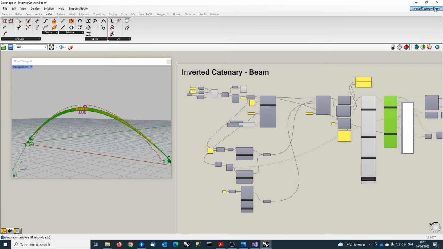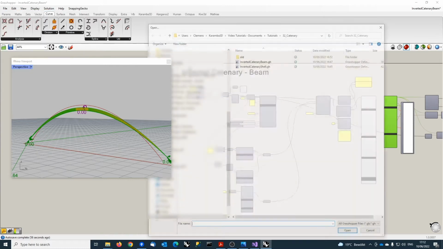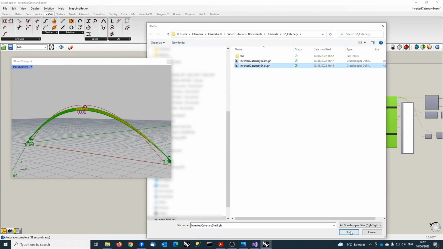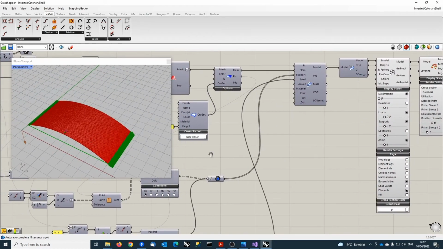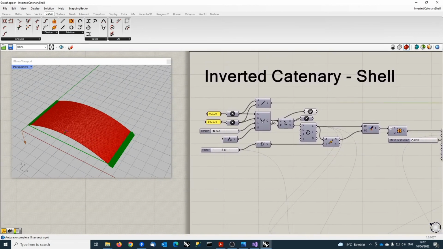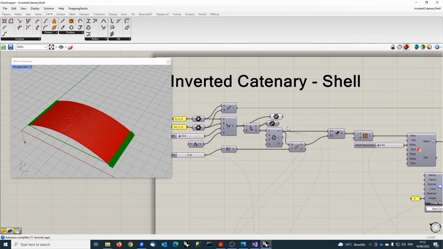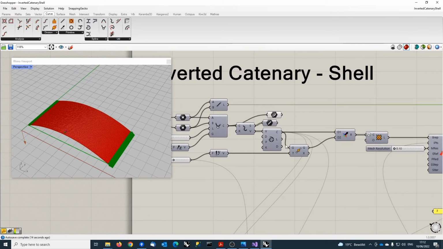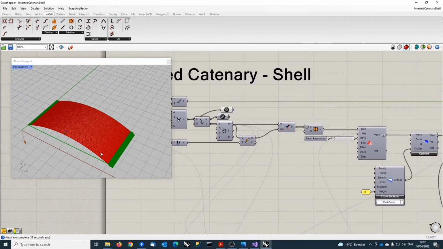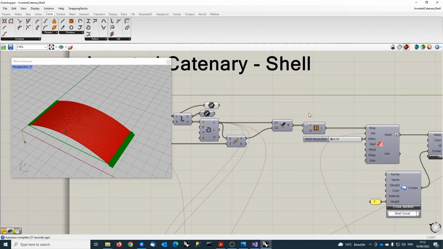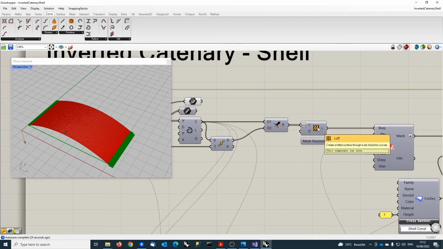Now I would like to switch over to the arch modeled as a shell. The geometry is again derived from the catenary component, again somewhat refined using this intermediate step here, and then this curve is used to create a lofted surface.